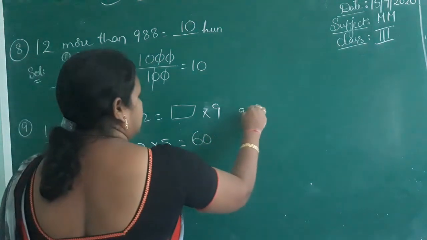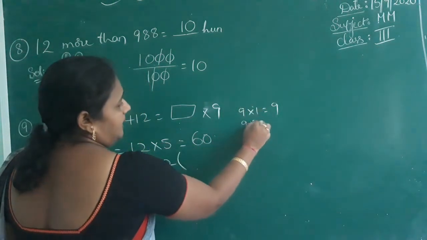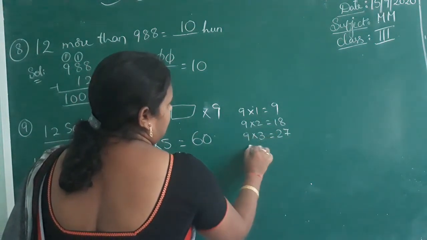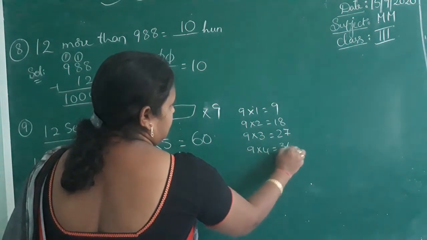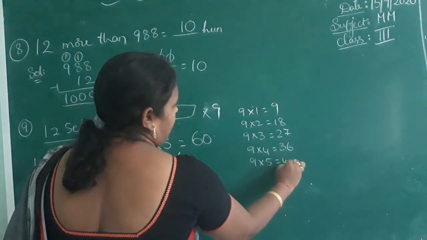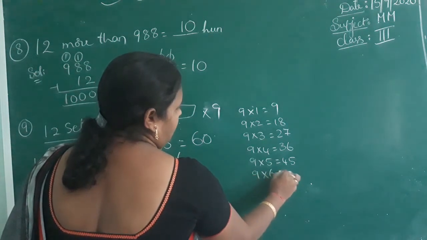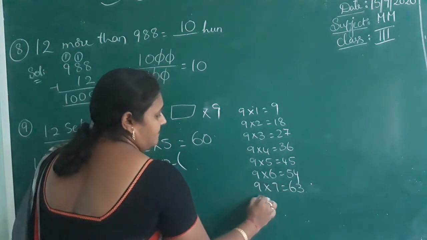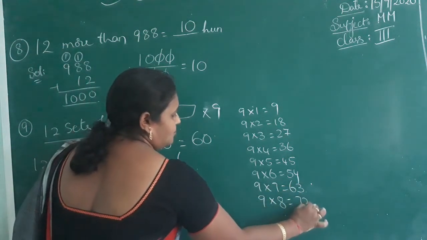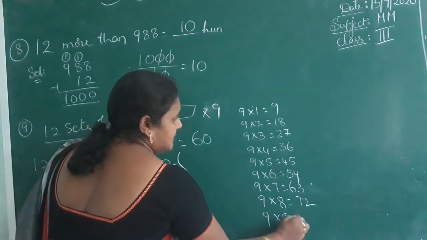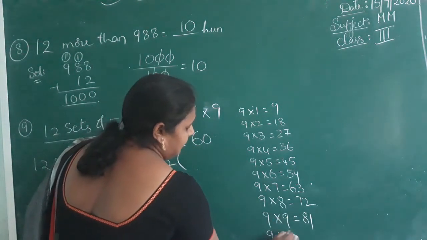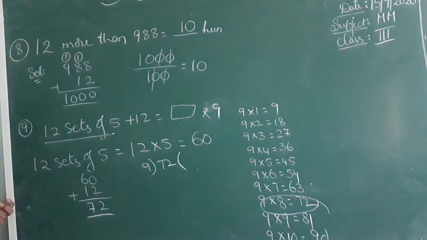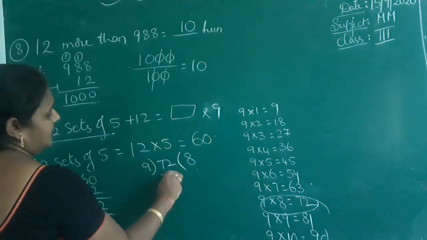I will write here. 9 ones 9, 9 twos 18, 9 threes 27, 9 fours 36, 9 fives 45, 9 sixes 54, 9 sevens 63, 9 eights 72, 9 nines 81, 9 tens 90. So in that, how many times does it come in the 9 table, children? 8 times. 9 eights 72.